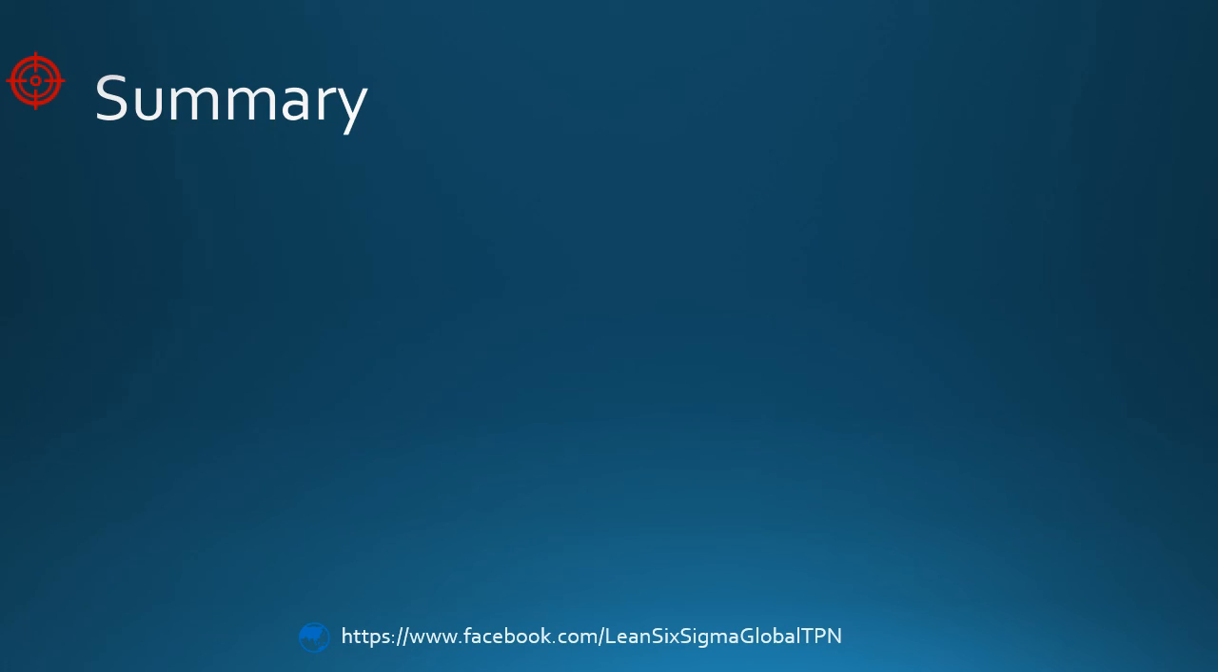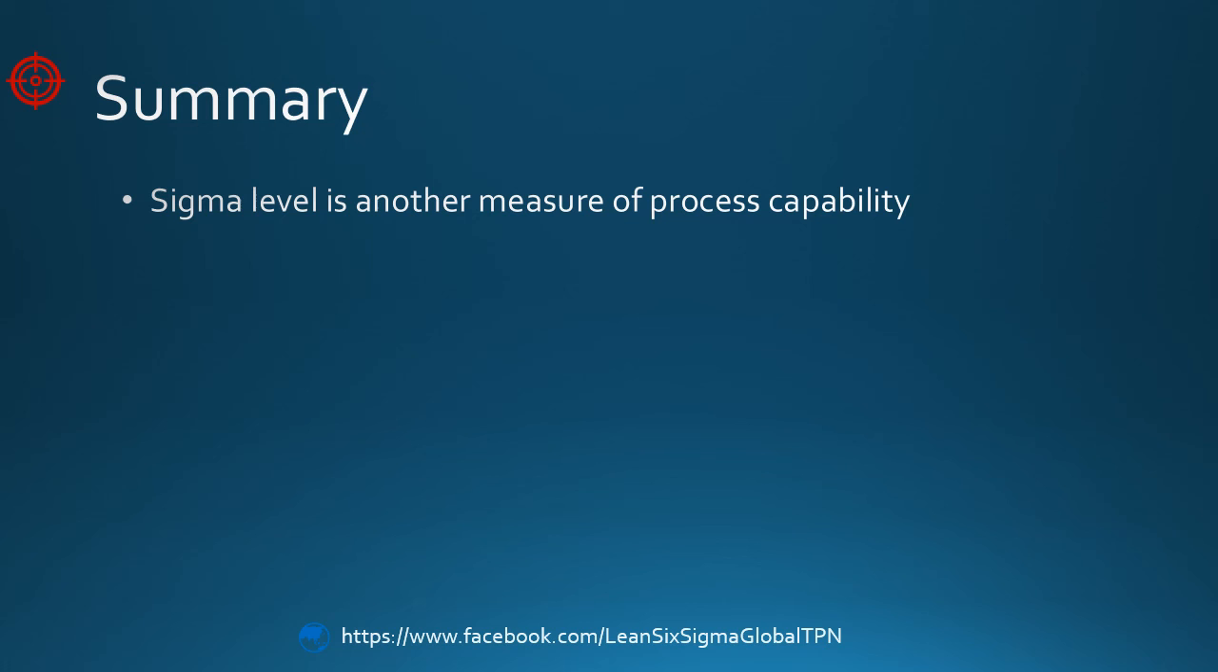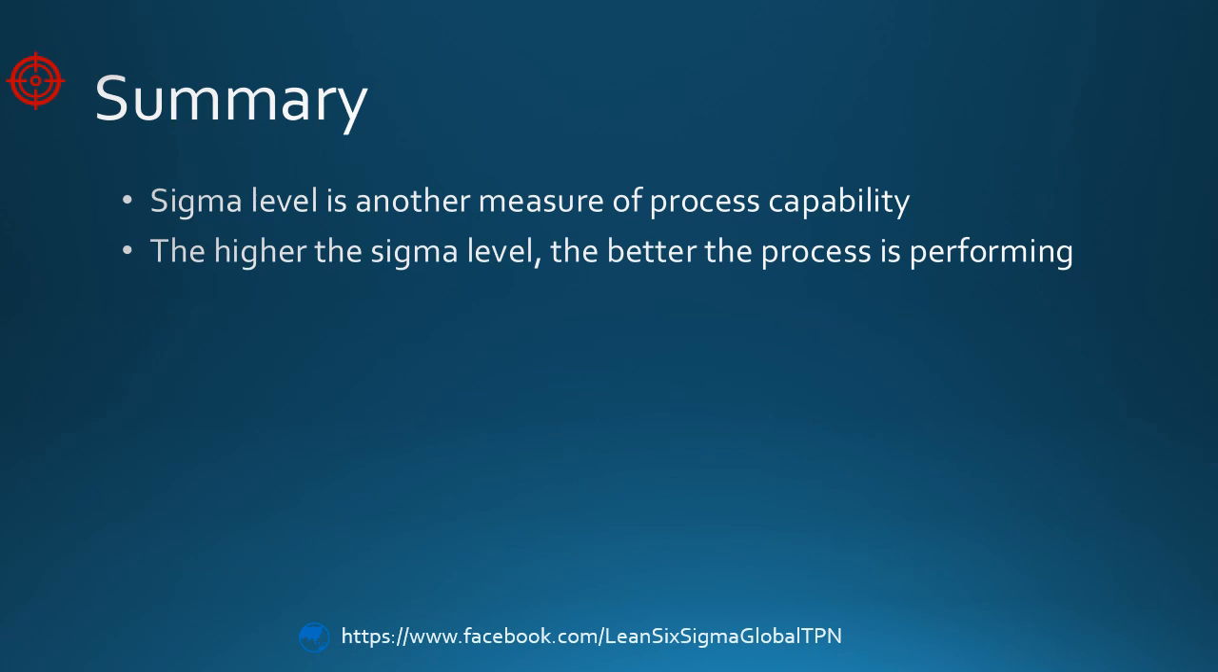Let's review. The sigma level uses z-score to estimate process capability. Higher sigma levels indicate a smaller chance that our process produces parts or services that are outside of the specification limits.